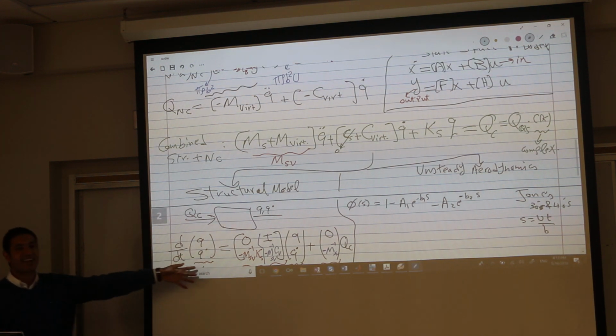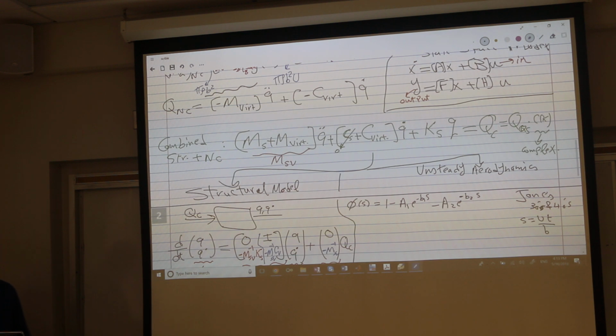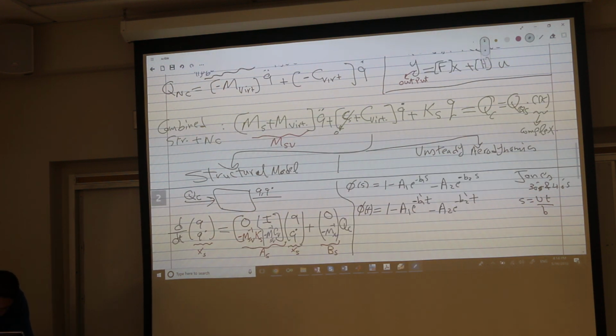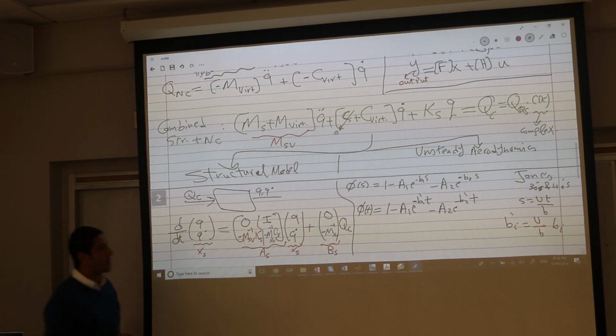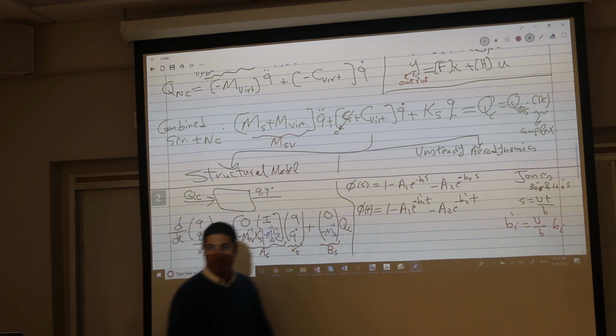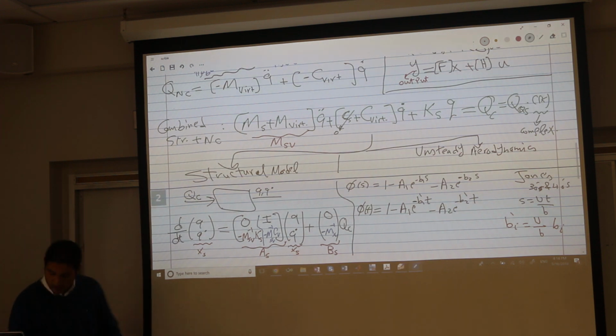Because we're doing dimensional analysis, I will make it dimensional. So I will write the Wagner function as a function of dimensional time, as it's the same thing: b1 prime times t, b2 prime times t, where the b prime is related to the b by u over b. Okay. So now I have this form.